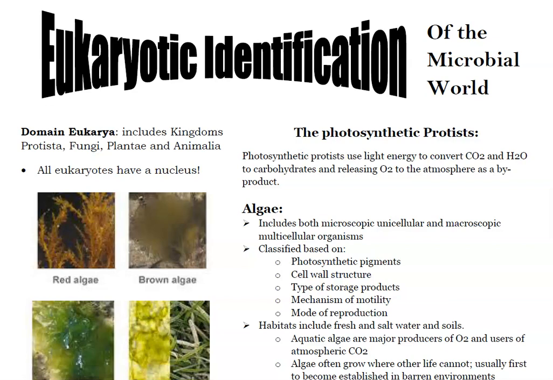Habitats include fresh and salt waters and soils. Aquatic algae are major producers of oxygen and users or absorbers of carbon dioxide. Algae often grow where other life cannot. They're usually the first to become established in barren environments.